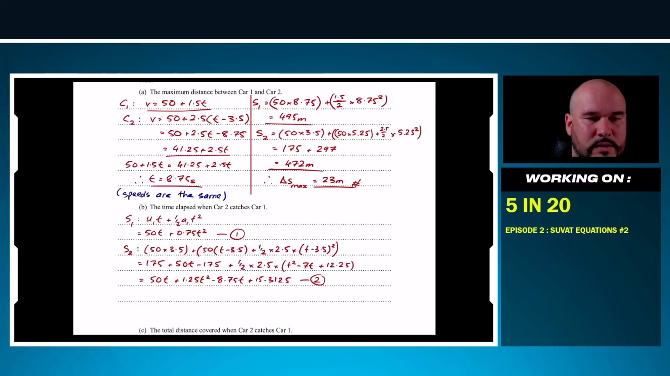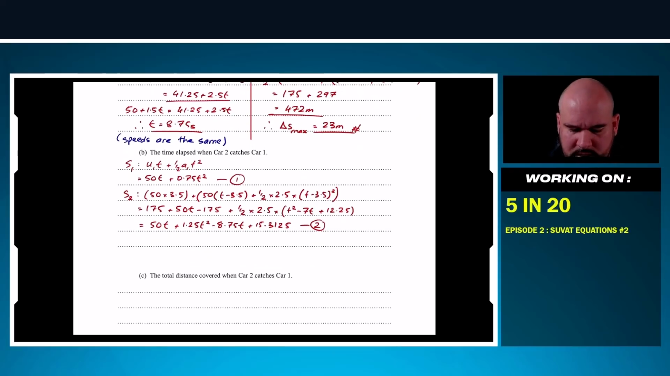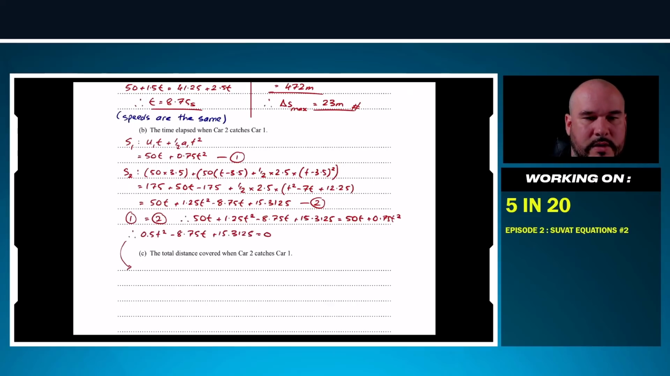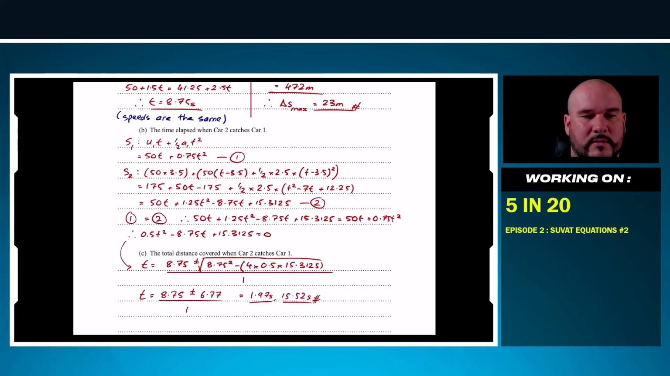There we go. We've got our two expressions: 50t plus 0.75 t squared, then 50t plus 1.25 t squared minus 8.75 t plus 15.3125. Guess what? They must be equal. The displacements have to be equal when the two cars catch up to each other, when car 2 catches up to car 1. So that is equal to that, and then we get a quadratic expression. We can solve for our values.